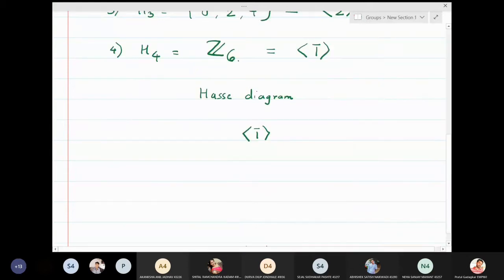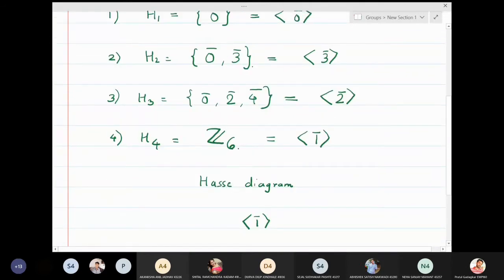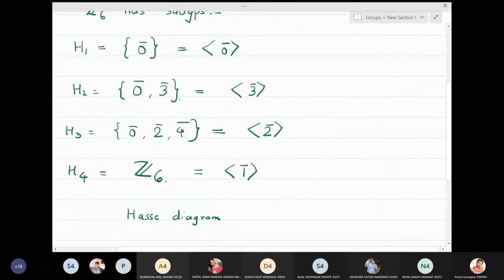If you carefully look at the two subgroups, H2 and H3, 0 and 3 bar, and 0, 2 bar and 4 bar, you will clearly see that the subgroup generated by 0 is clearly smaller than the subgroup generated by 3, correct? And the subgroup generated by 3 bar is clearly smaller than the subgroup generated by 1 bar, because this is the largest subgroup, right? Similarly, when I look at the second subgroup, the subgroup generated by 0 bar contains fewer elements than the subgroup generated by 2, and this is sitting inside Z6, which is generated by 1 bar.